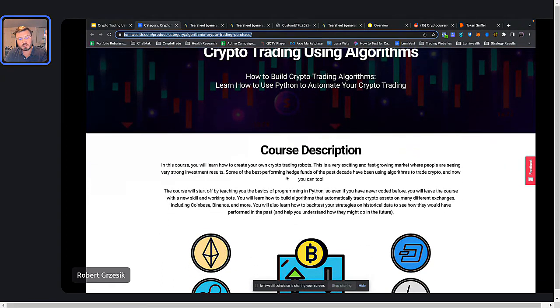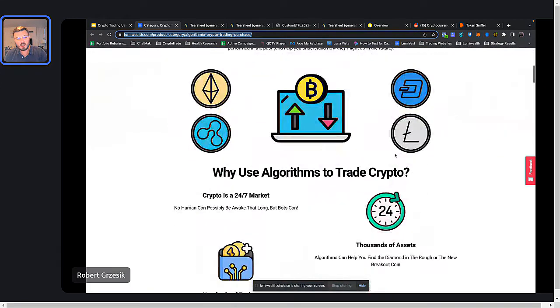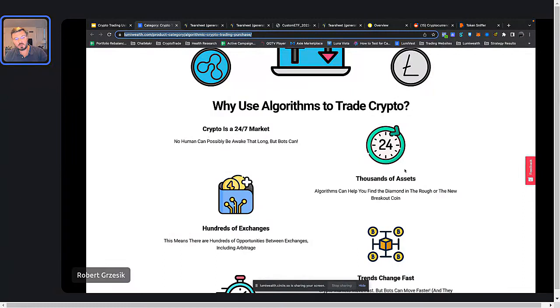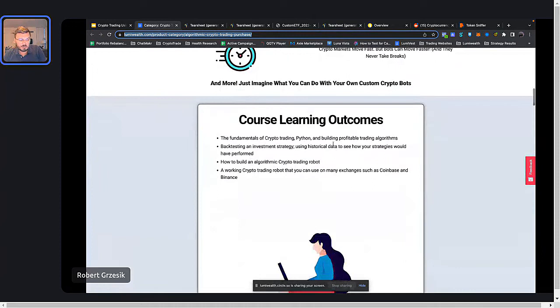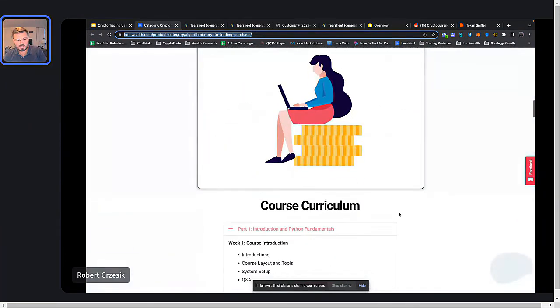You can read about the course description, right? Basically, we're going to take you from A to Z to teach you how to do all this sort of stuff, right? We talked about this already. Why do we use algorithms to trade crypto, right? You can learn about our course learning outcomes, what we expect you to get out of it.